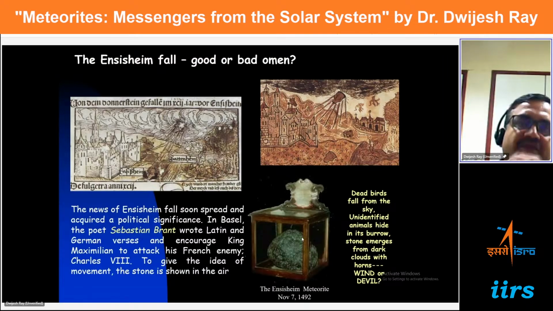Some interesting stories also developed based on meteorites. Some very enthusiastic poets like Sebastian Brandt tried to sketch the meteorite, adding some horn-like features, and they made the color of the cloud dark. This could be a sign of omen, meaning something is happening. They tried to warn the king that your enemy is coming from a certain direction, so you have to be careful. This kind of story can develop based on a meteorite.